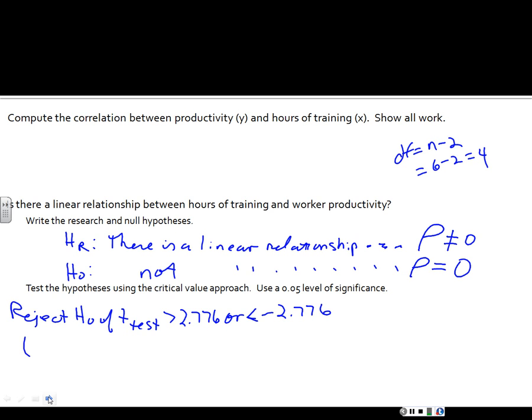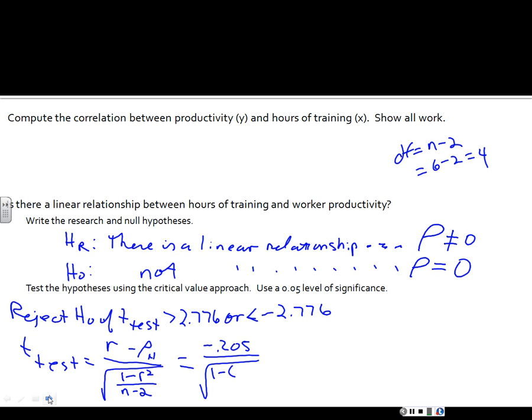So then we're going to compute the t-test, and that's equal to r minus the hypothesized value of rho, which is going to be 0, divided by the standard error, which is the square root of 1 minus r squared divided by n minus 2. So we had an r of minus 0.205, then minus 0, so I'm just going to leave that. The square root of 1 minus 0.205 squared divided by 4.